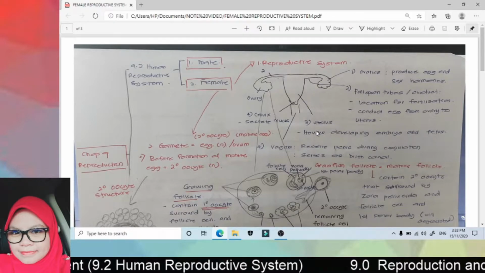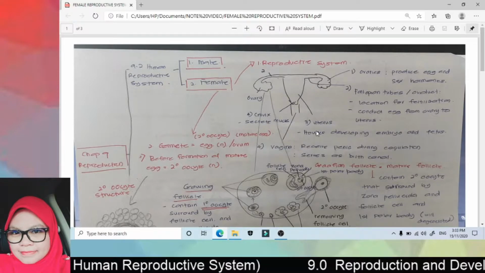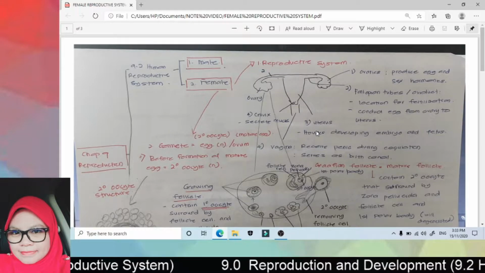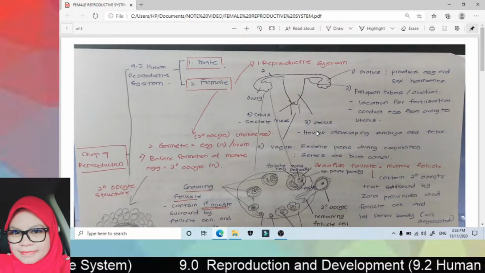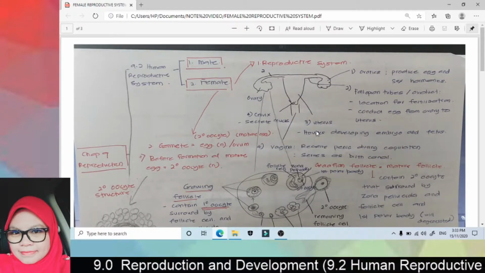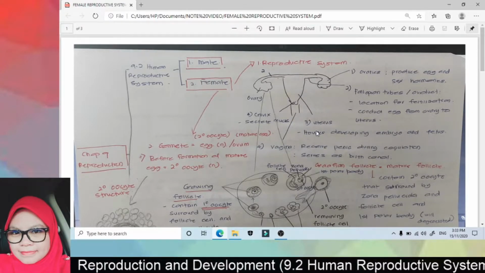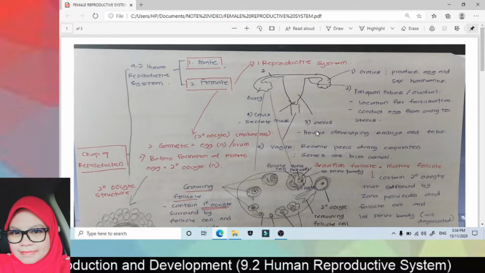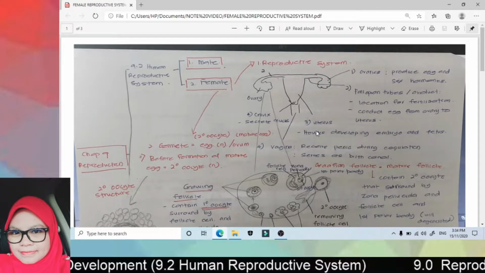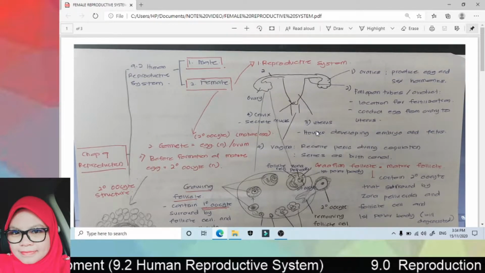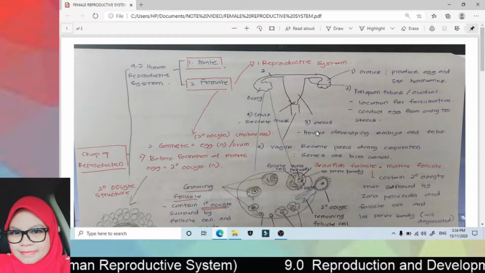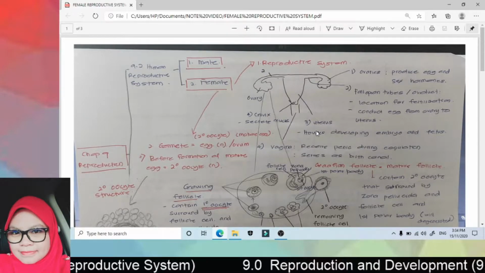Okay, so sama juga macam yang male hari tu, we're going to discuss about female reproductive system and then the structure of female gamete, which we call as egg. And then we're going to discuss about oogenesis, the process producing female gamete. And then the role of hormone in female. And for that, we're going to learn about female reproductive cycle yang ada ovarian cycle and also menstrual cycle.